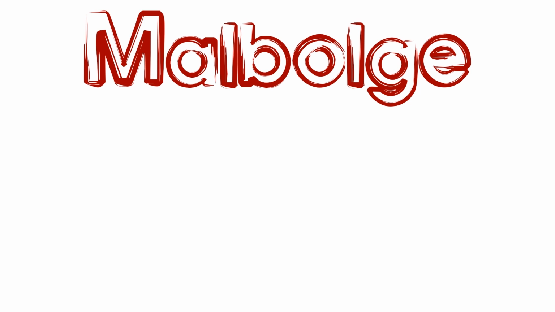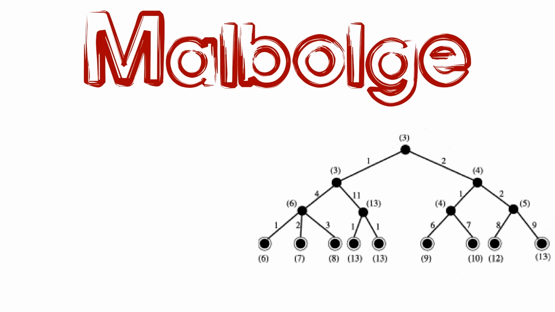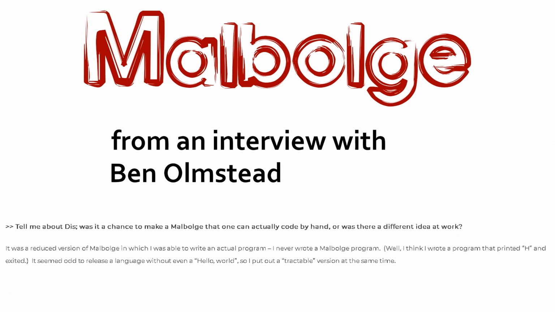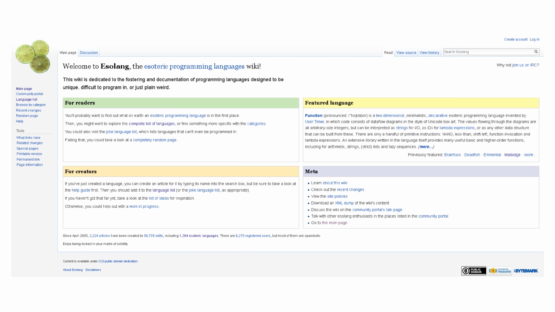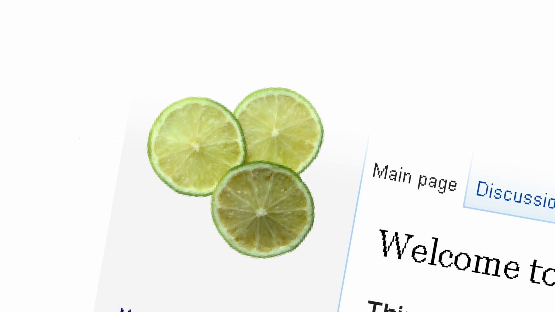Fun fact about Malbolge, the first program written in it wasn't even made by a human. It was made by a searching algorithm, and the language's creator, Ben Olmsted, has never written a Malbolge program before, because it's just too difficult. Now, this is by no means an exhaustive list of Esolangs. In fact, the entire Esolangs.org wiki is dedicated to the subject, because, of course, somewhere had to be dedicated to it.